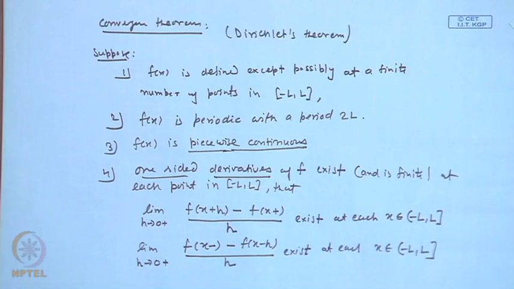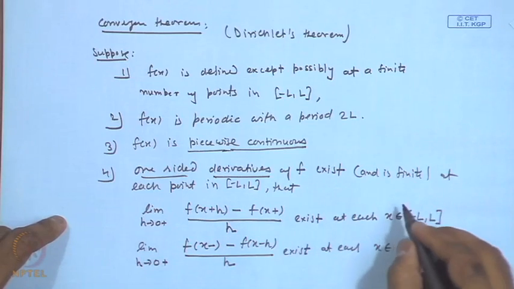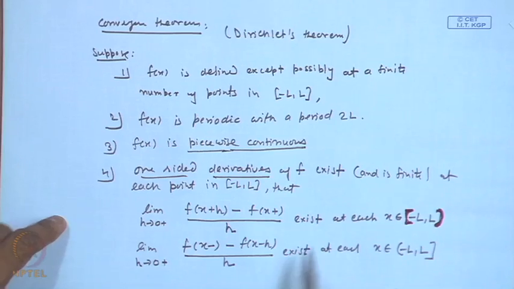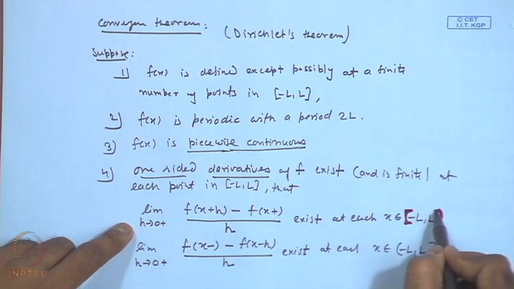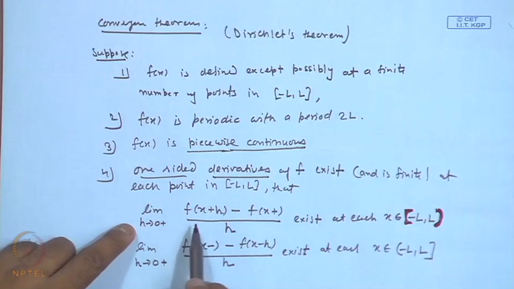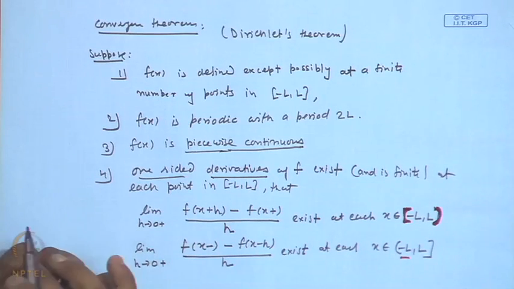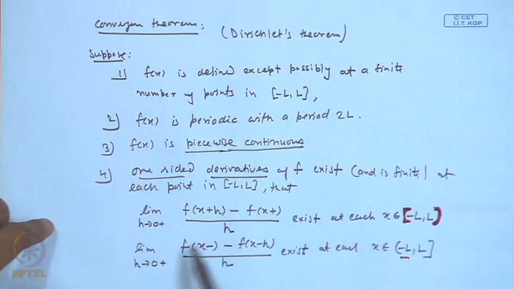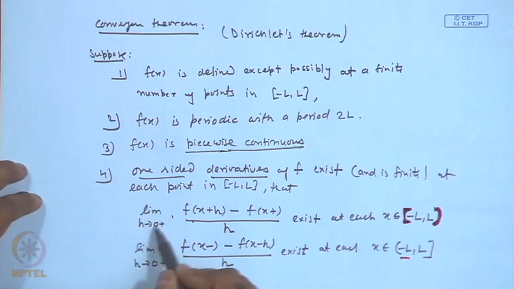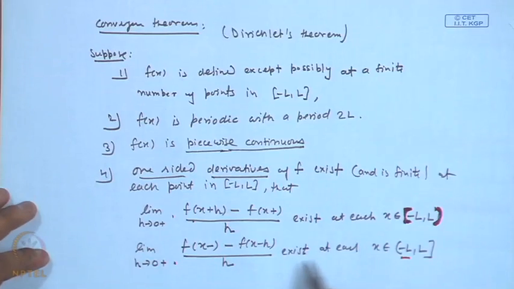Here we are talking about the right limit. So, basically here it should be the open interval, because we exclude the case at this point L: we do not require this right derivative to exist, and at this left point minus L also we do not require that left derivative to exist. So, at all other points both the right and the left limit should exist. At the extreme left end only the right derivative, and at the extreme right only the left derivative should exist.